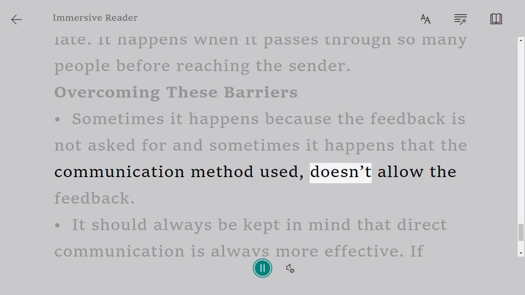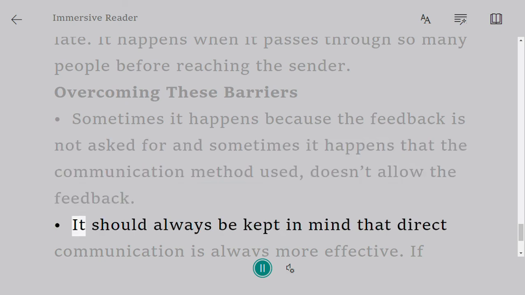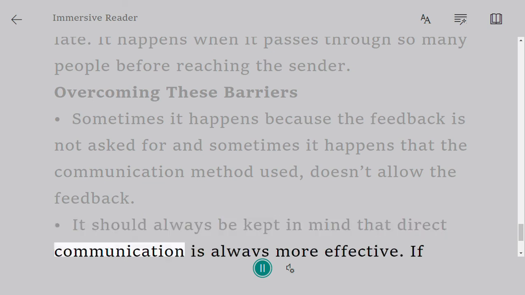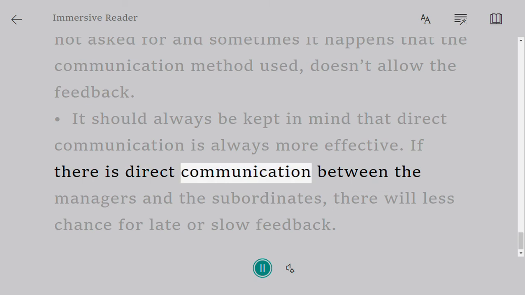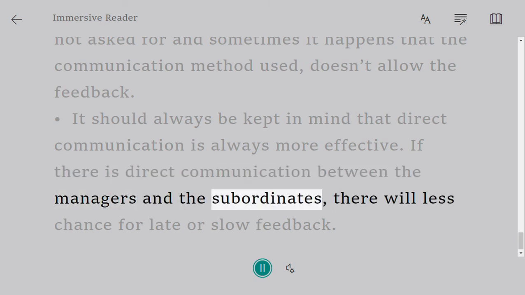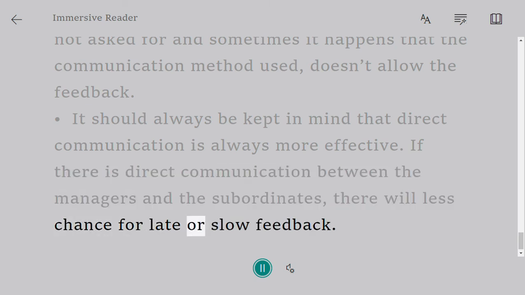method used doesn't allow the feedback. It should always be kept in mind that direct communication is always more effective. If there is direct communication between the managers and the subordinates, there will be less chance for late or slow feedback.